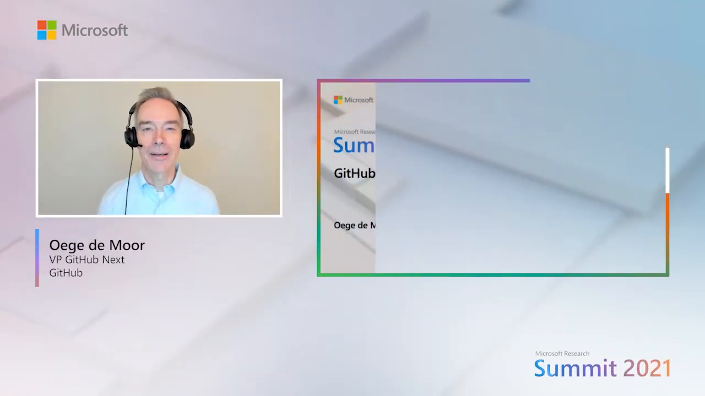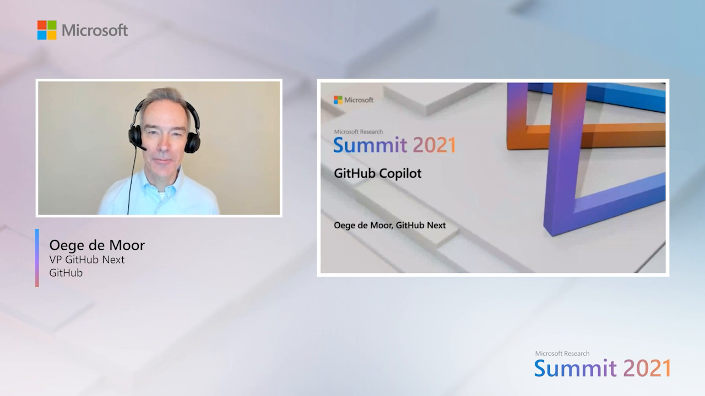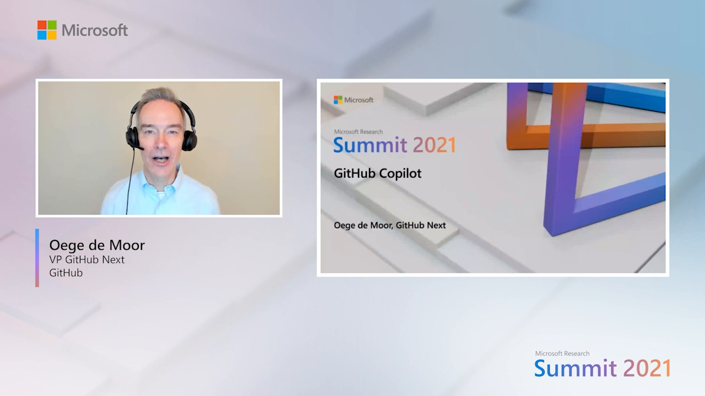Hello, everybody. My name is Oege Moor, and I am the VP of GitHub Next. GitHub Next is a group of researchers within GitHub who are exploring the frontiers of software engineering. One of those frontiers is the use of AI to make developers more productive. And I'm extremely grateful to the organizers and to you all here to give me the opportunity to talk about GitHub CoPilot, our most exciting project in this space.